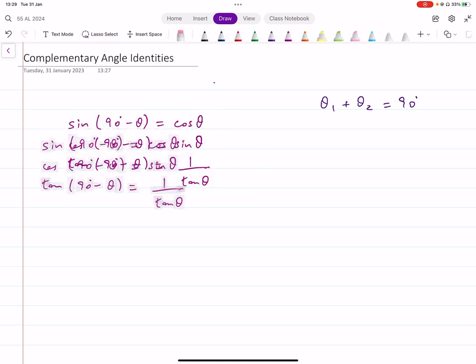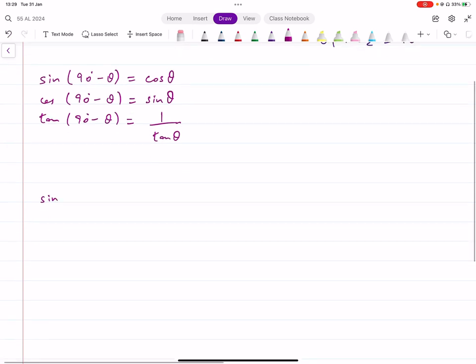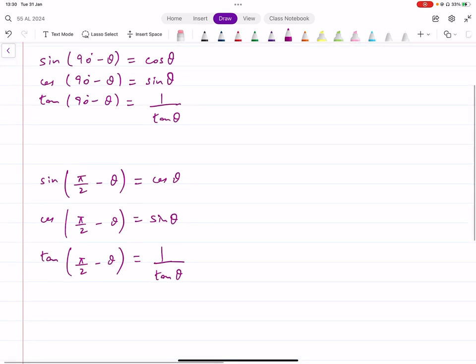These are called complementary angle identities. We could write them in radians as well. Radians में क्या होंगे ये? Sine of pi over 2 minus theta, that equals cos theta. Cos of pi over 2 minus theta, that equals sin theta. And tan of pi over 2 minus theta equals 1 over tan theta. Is that all right?